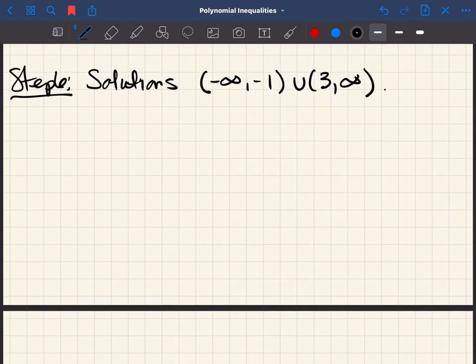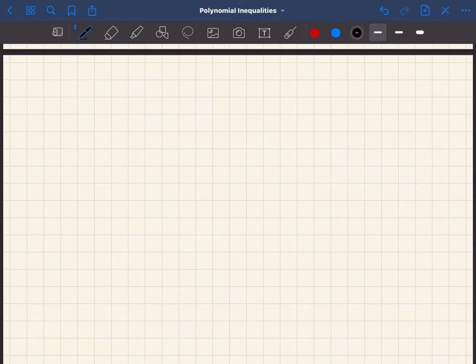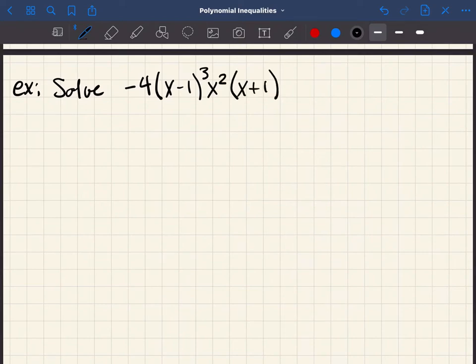And let's take a look at an example that has a higher degree than 2. So in this next example, why don't we solve the following? And I'll give you this one in factored form. Suppose I have -4 times x minus 1 cubed times x squared times x plus 1, and suppose that is less than or equal to 0.